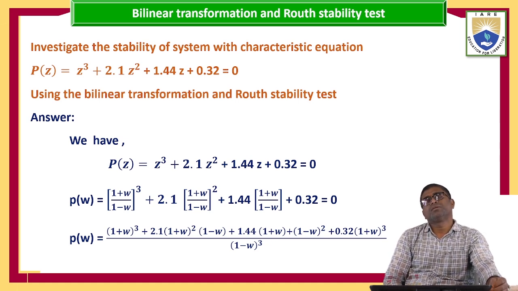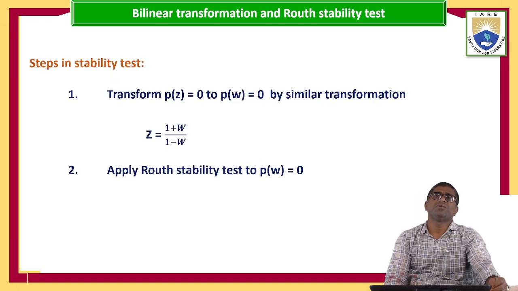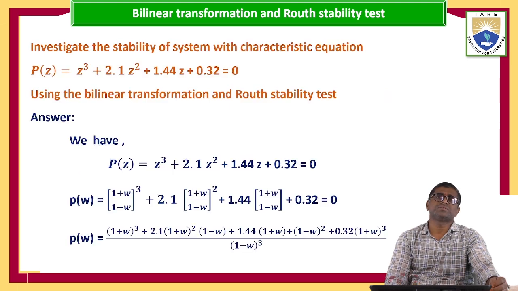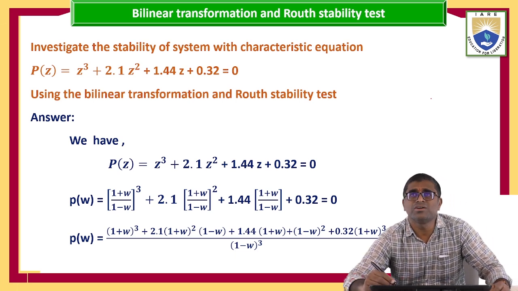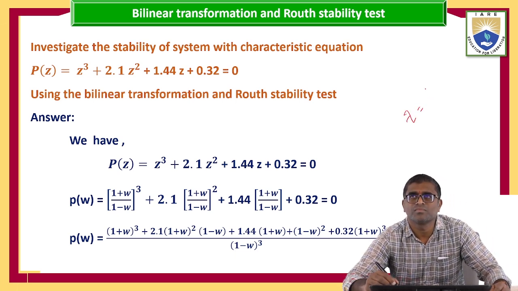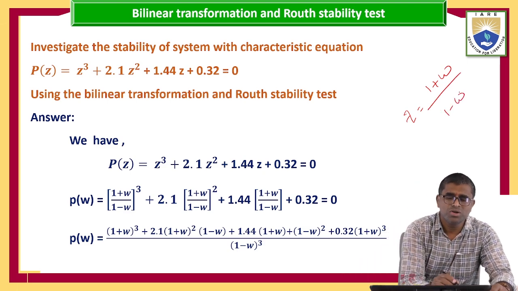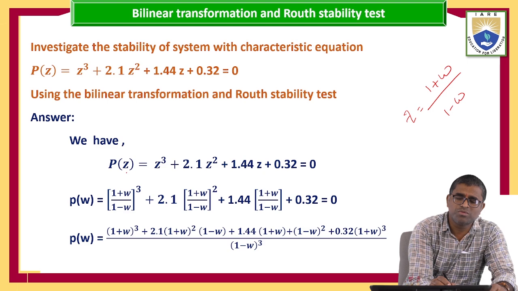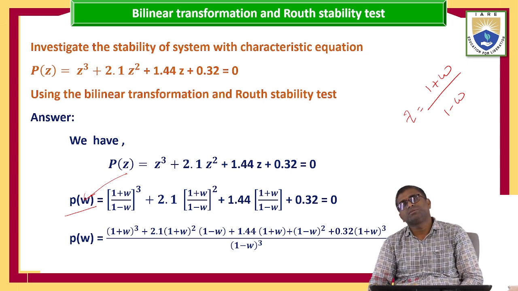After that, wherever Z is there, we have to replace it with (1 plus omega) by (1 minus omega). So Z equals (1 plus omega) by (1 minus omega). Substituting this, the Z old plane is converted into the new plane, that is P of omega. I am taking the new plane for finding the stability condition.